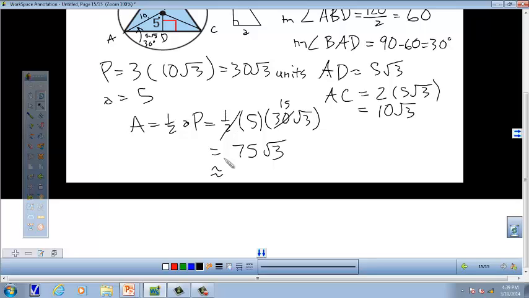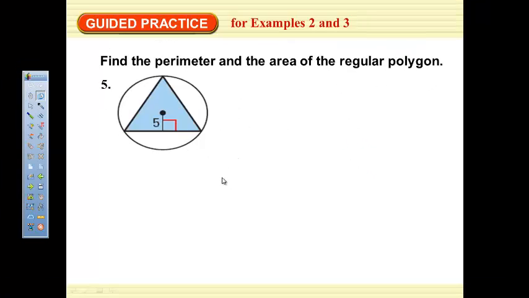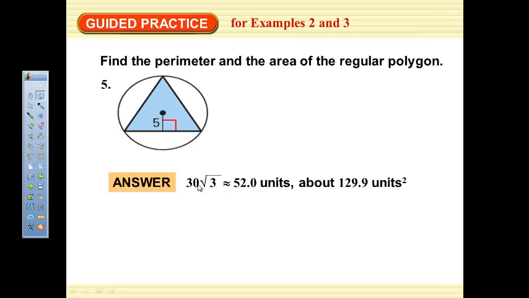And if we calculate that, 75 times rad 3 gives us approximately 129.90 square units. There we go, 30 rad 3, or 52.0. That's 129.9. Okay?